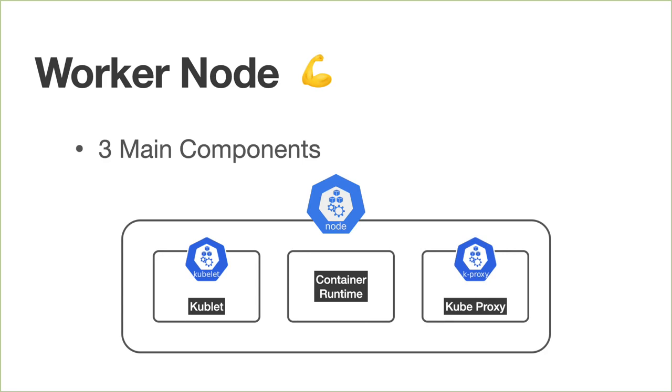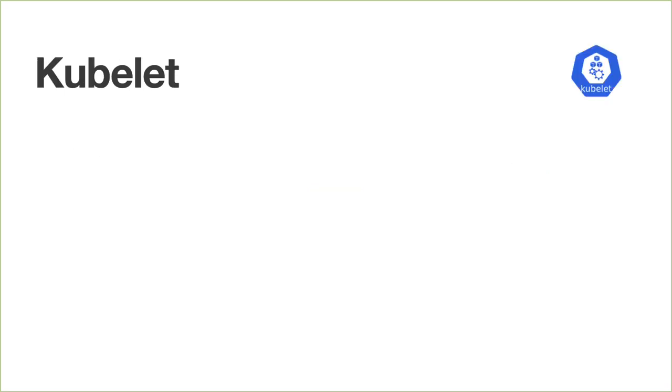And remember, I said that the node itself is actually a VM or a physical machine. So in this example, let's say that this is a VM which runs Linux with 4 cores, 32 gig of RAM, and 100 gigabytes of SSD storage. So you can see that this node has 3 components: kubelet, container runtime, kube proxy, and it runs on Linux. So let's learn about the kubelet.